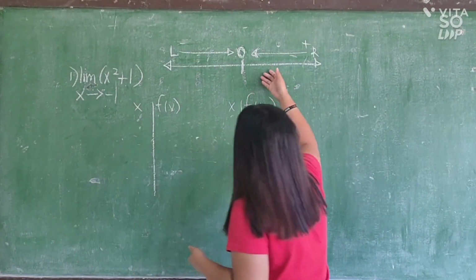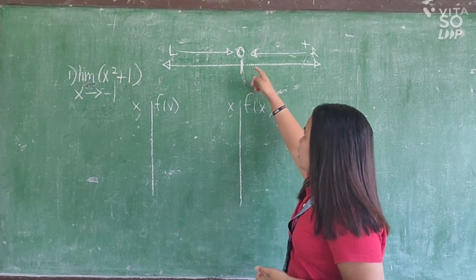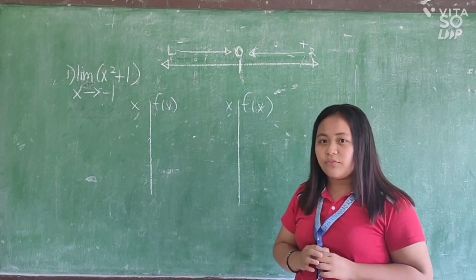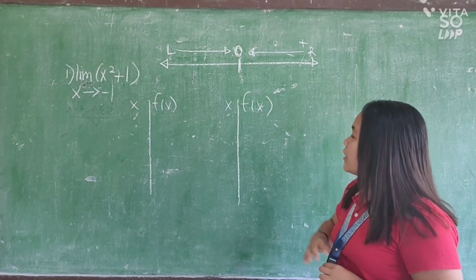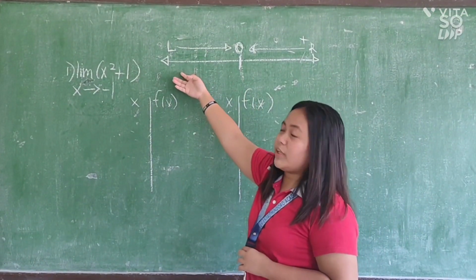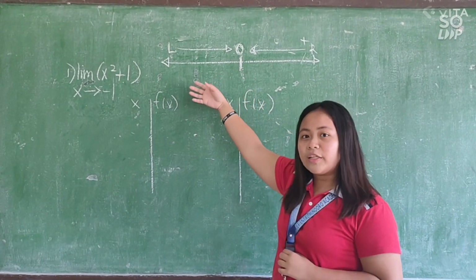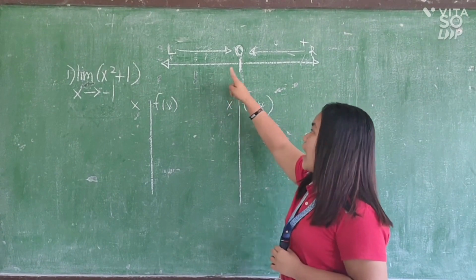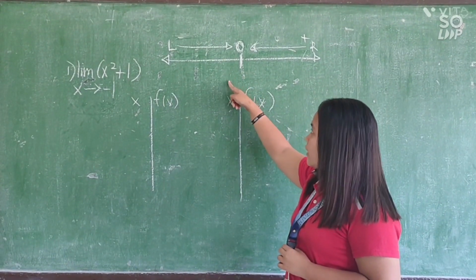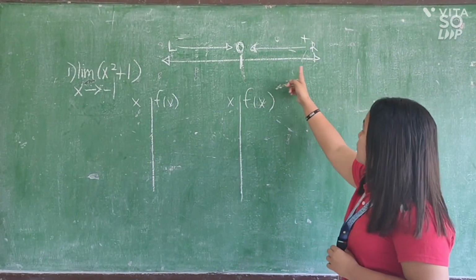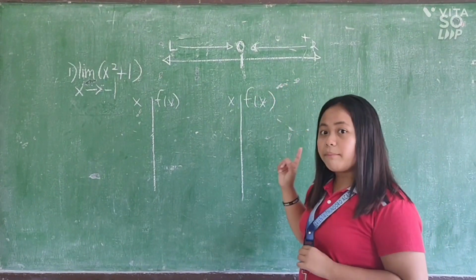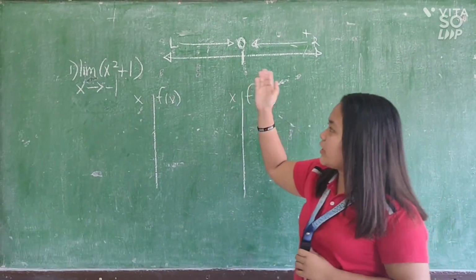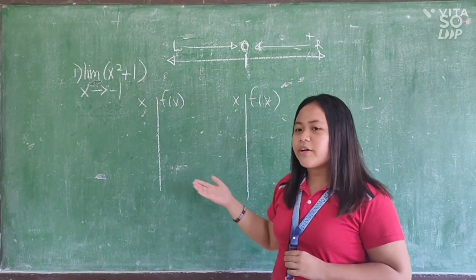So first, let me show you this table. 0 is neutral, meaning 0 can be neither negative nor positive. The numbers approaching 0 from the left are the negative numbers like negative 5, negative 4, negative 3, negative 2, negative 1, and then 0. On the right side are the positive numbers like 1, 2, 3, and so on up to infinity. Same with the left, going to infinity, but negative.